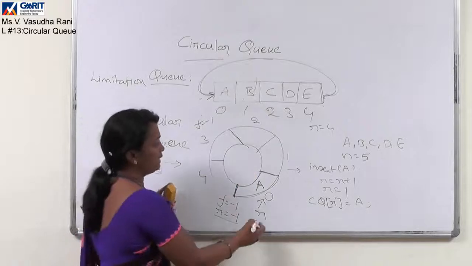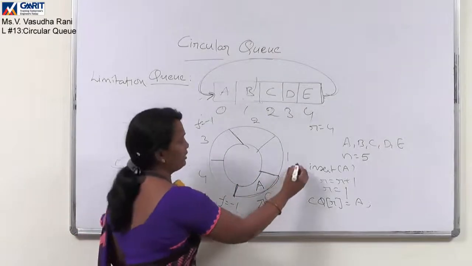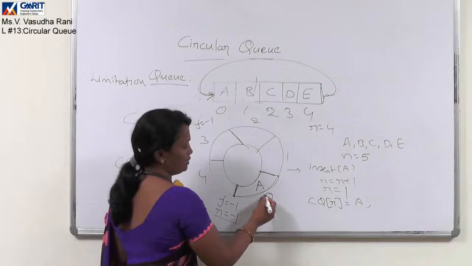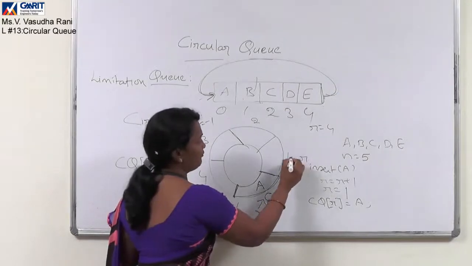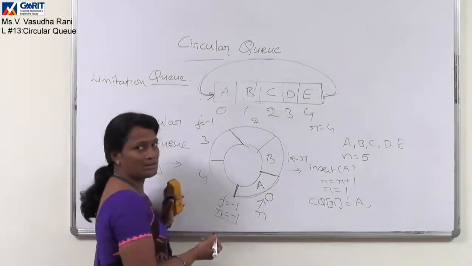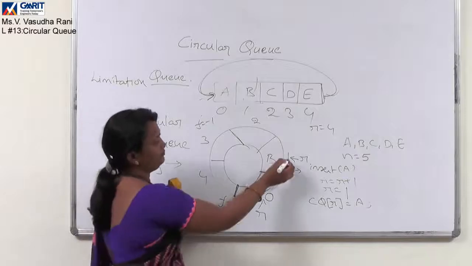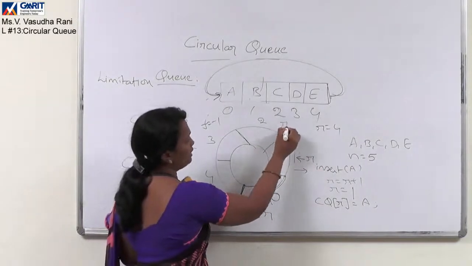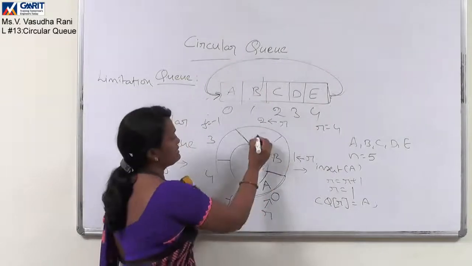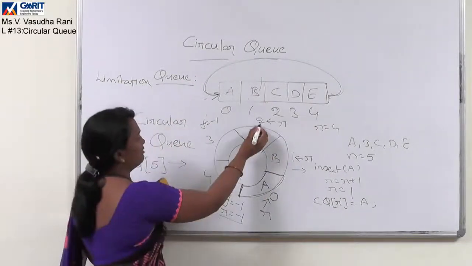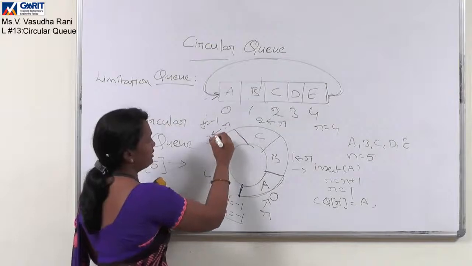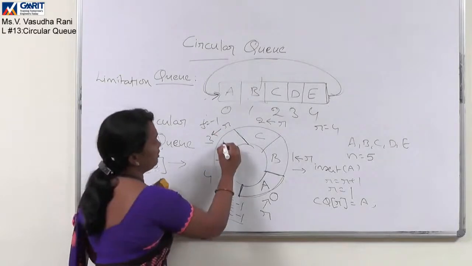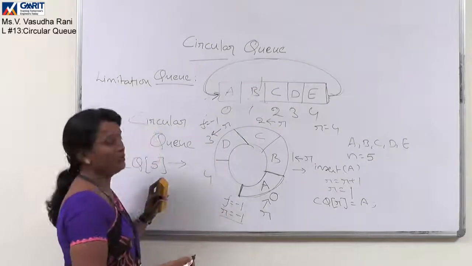Then to insert the next value, we have to increment rear. Rear is now 0, it will be made 1 and another value is inserted here. Then if you want to insert the third element, rear increments to 2, rear refers to 2 and C is inserted here. Then for inserting the next element, rear refers to 3 and you can insert the D value here.